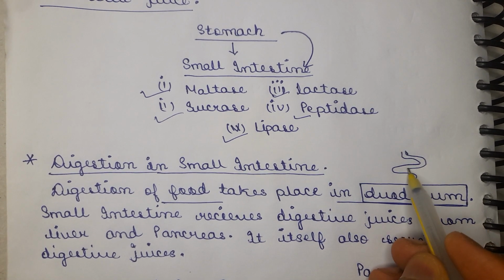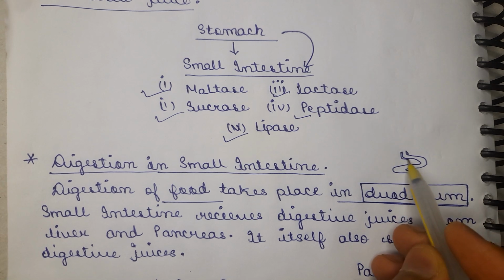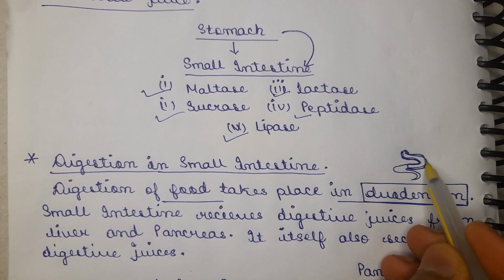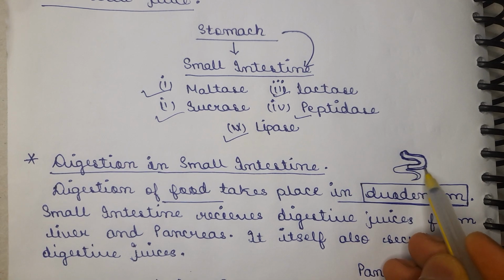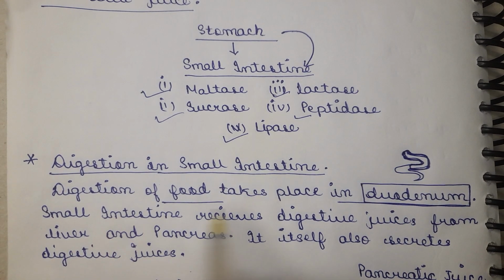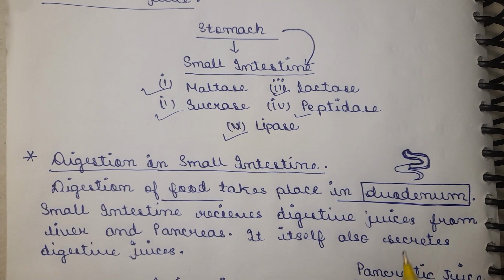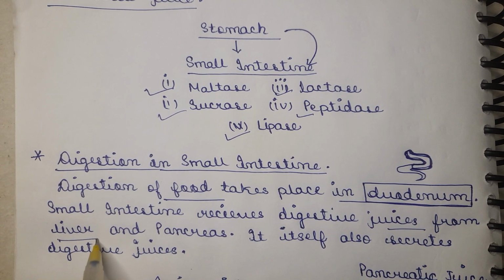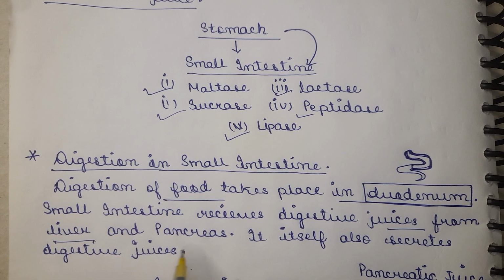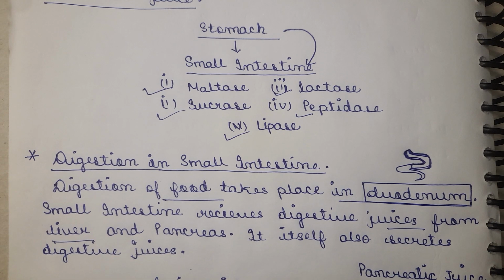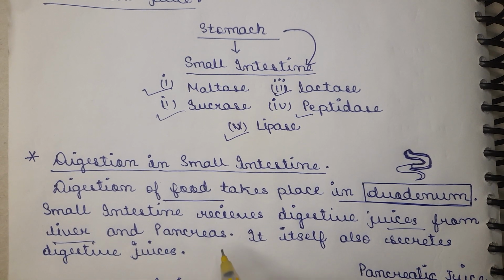This much is all about the structure, that is the duodenum. So the digestion of the food takes place in the small intestine in the part of the duodenum, and the small intestine receives the digestive juice from the liver. We all know that there is a huge impact of the liver and the pancreas on digestion in the small intestine. So the small intestine receives various types of digestive juice from the liver and the pancreas.